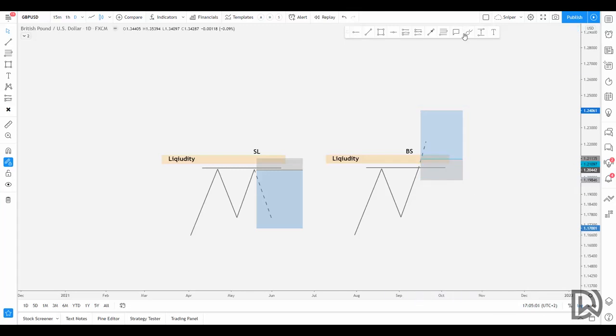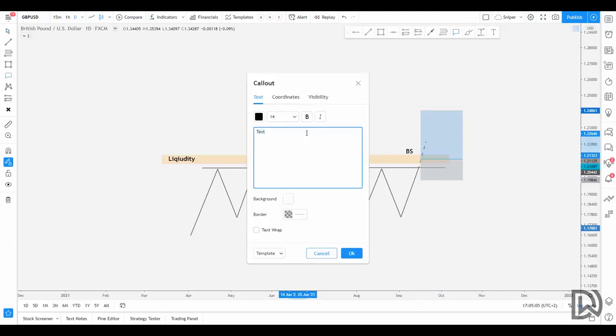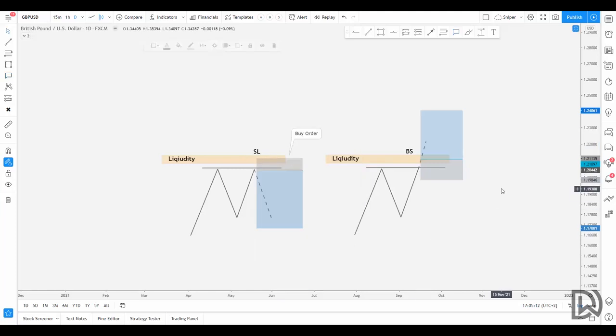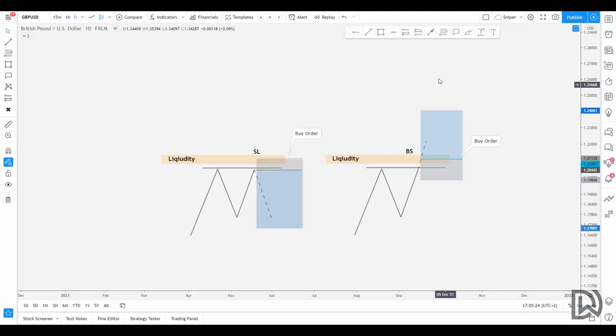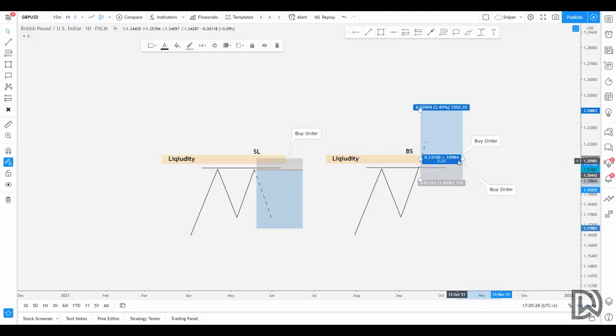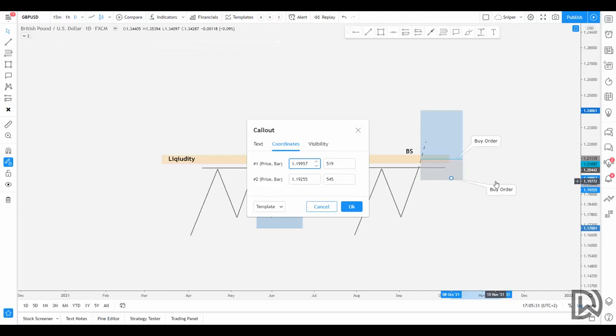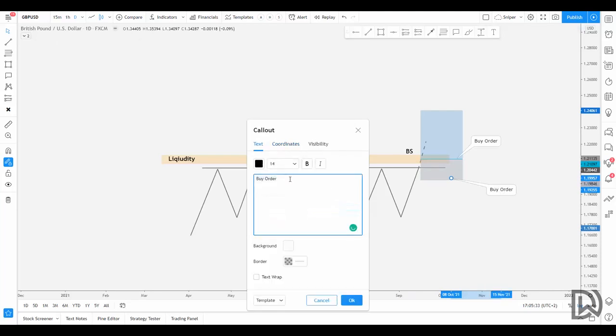I'm just going to write that out so you understand. The stop loss is in the form of a buy order, and our entry here is also in the form of a buy order. And then in this case we have the stop loss as well, which is then a sell order.